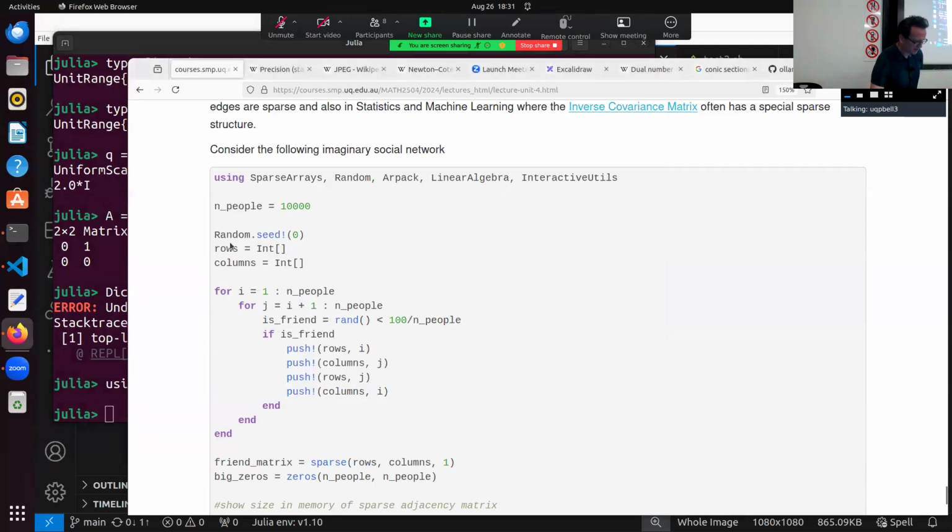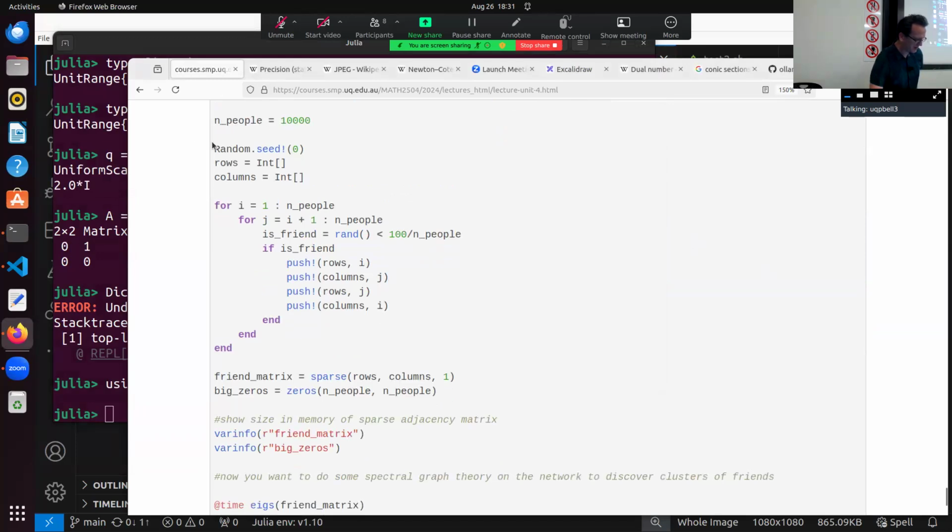This is a stupid example of a social network. Say you had 10,000 people and you're going to try and make a friendship matrix. You go, for every person, am I friends with you? Not going to make it symmetric because the world doesn't work like that, unfortunately. You can be friends with someone, they can totally not be friends with you. You can not know. That's a thing that happens.